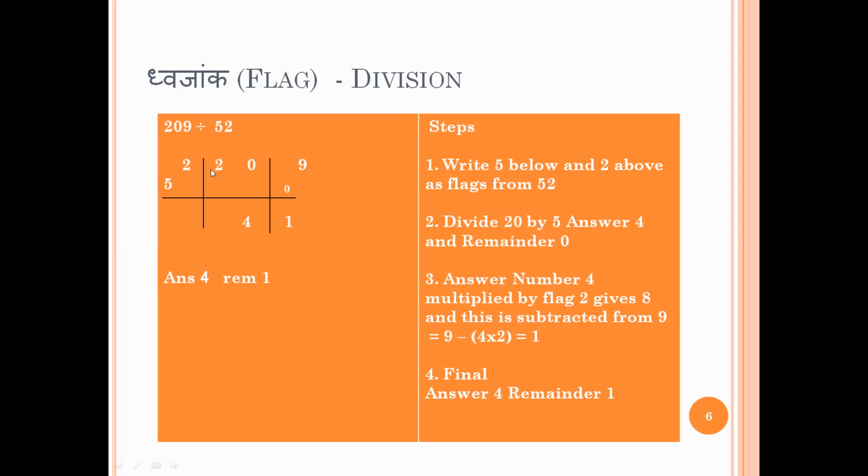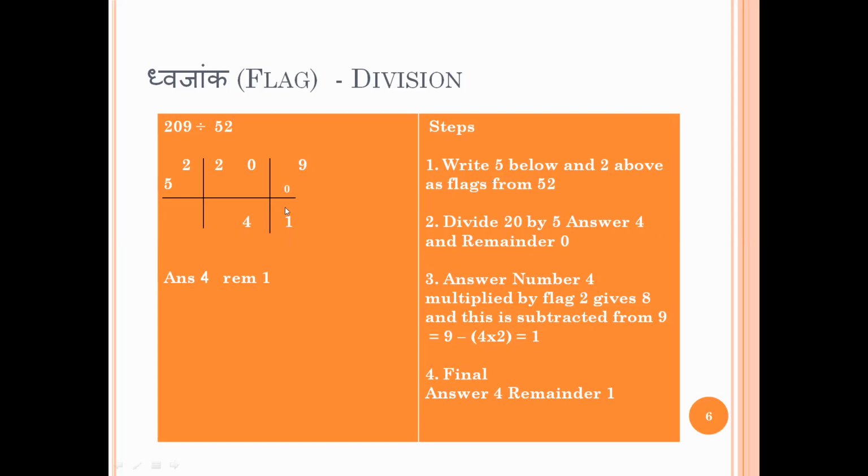We cannot divide 2 by 5, so I take the next digit, 20. So 20 by 5. The answer is 4, remainder is 0. So I write answer 4 here, and the remainder above the line. Then in the next step, I take 09. Then multiply answer 4 with the flag, 4 into 2, and subtract that from 9. 9 minus 4 into 2. 4 into 2 is 8.